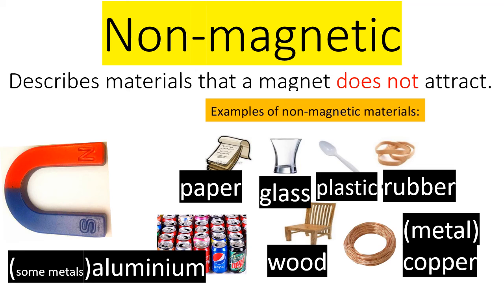Non-magnetic describes materials that a magnet does not attract. So examples of non-magnetic materials include paper, glass, plastic, rubber, wood, and some metals, for example, aluminum and copper. Some metals are not attracted to magnets, okay? When we learned about circuits and electricity, we learned that all metals can conduct electricity, okay? But not all metals are magnetic.